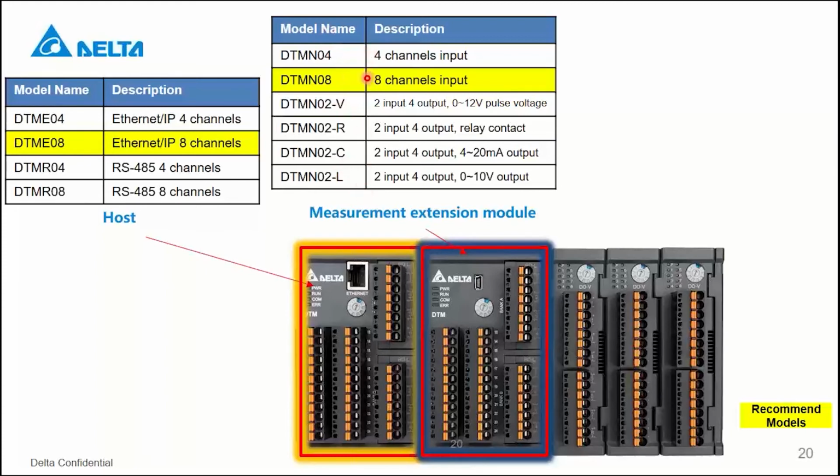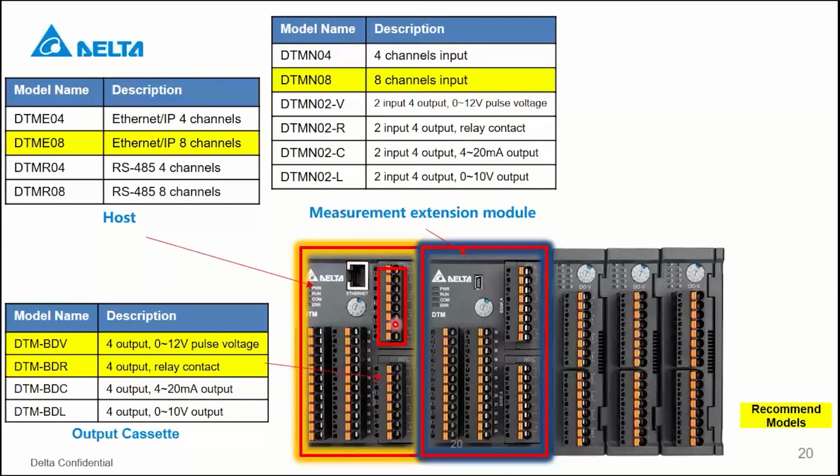All the models are on sale here, and this is a commonly used model, which has 8 channel inputs. Next is the output cassette. You can see here 1, 2, 3, 4. These are all the output cassettes, which are not included with the host and the measurement module. You have to purchase them separately. I also highlight the 2 types, pulse voltage output and relay output. This is very commonly used.